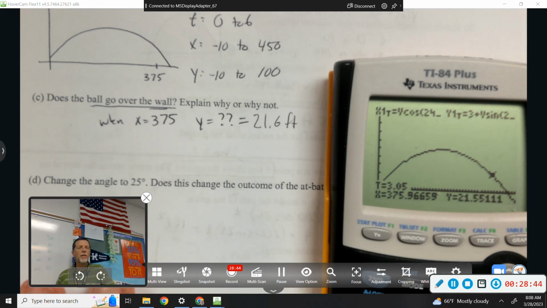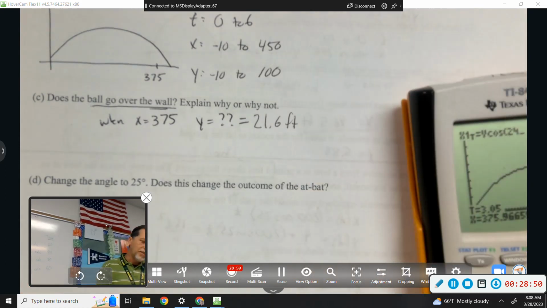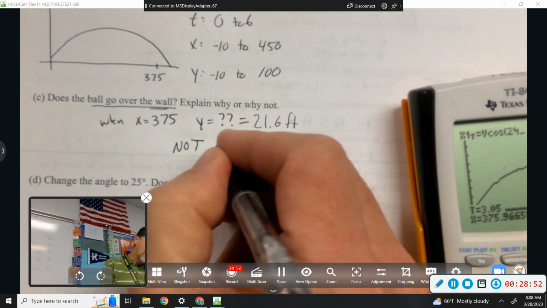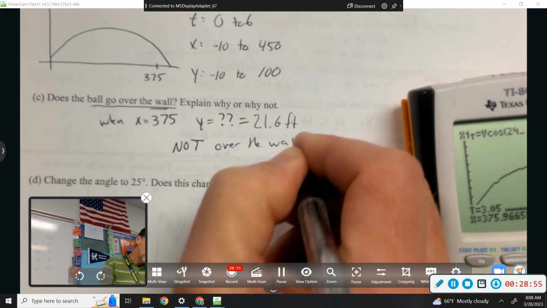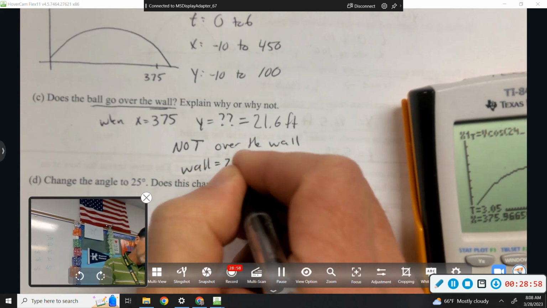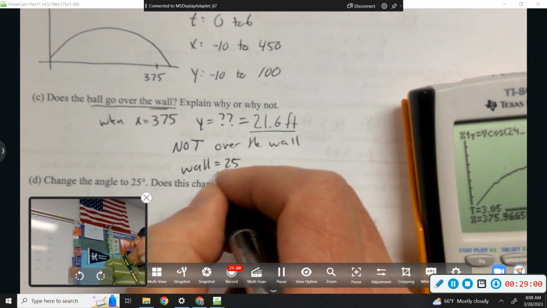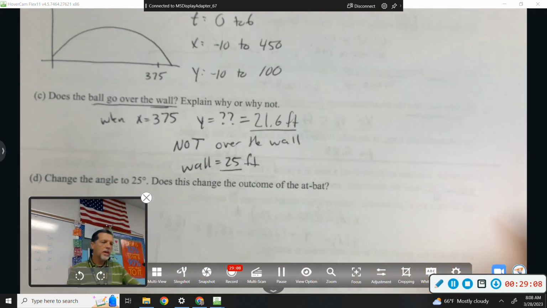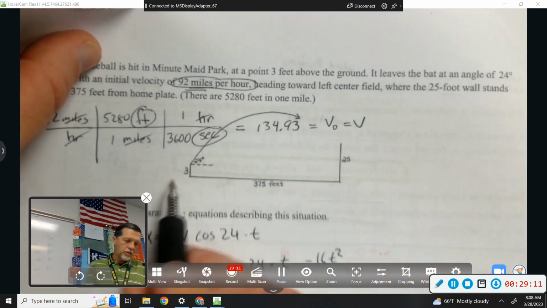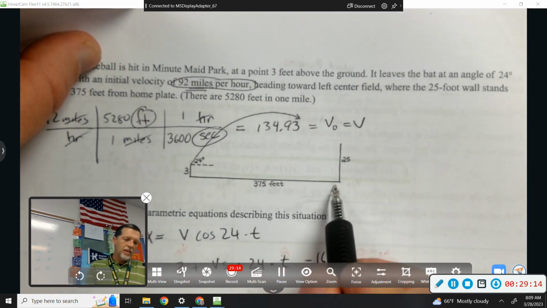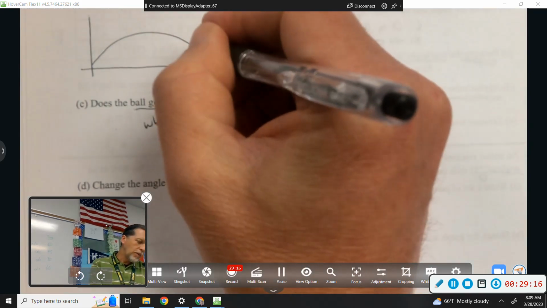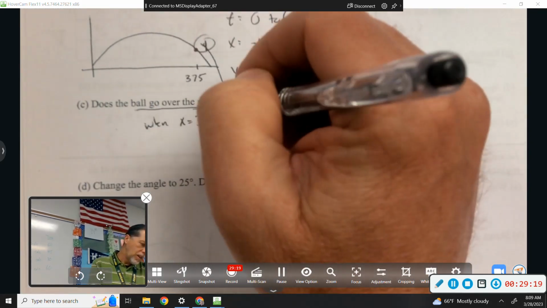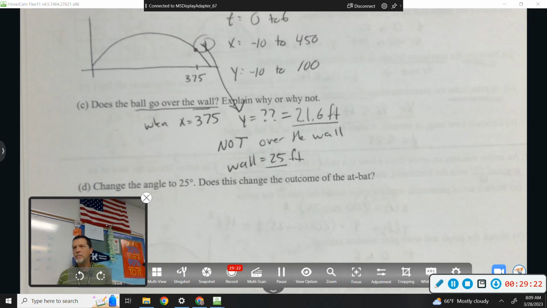So am I over the wall or not over the wall? I am not over the wall. Because the wall is 25 and my height is 21.6. So no, we did not clear the wall. So where did you get the 375 from? Because it told me that the wall is 375 feet away. Oh. So I needed to know what's my y value 375 feet away, because I want to see if I've hit a home run or not.